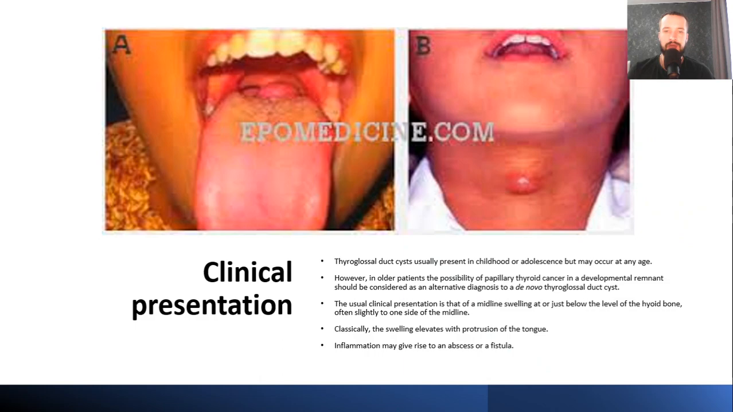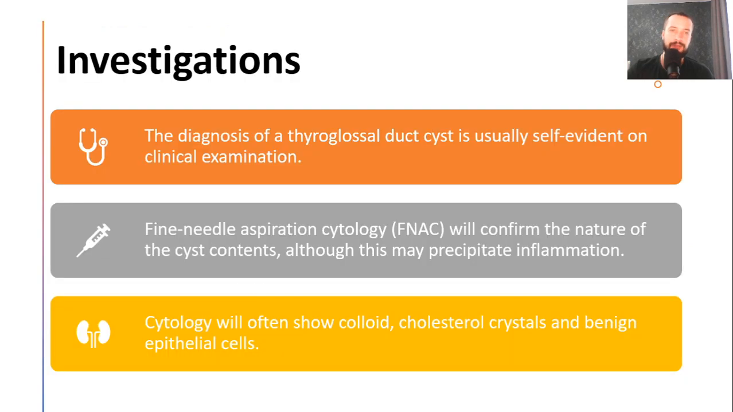The usual clinical presentation is that of a midline swelling at or just below the level of the hyoid bone, often slightly to one side of the midline. Classically, the swelling elevates with protrusion of the tongue. Inflammation may give rise to an abscess or a fistula. The diagnosis of a thyroglossal duct cyst is usually self-evident on clinical examination.